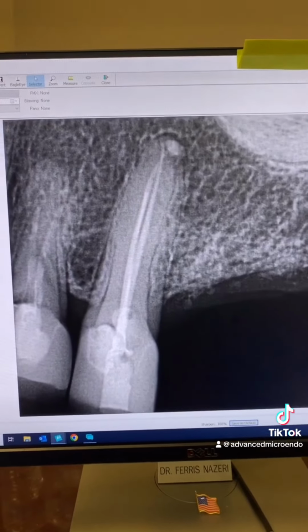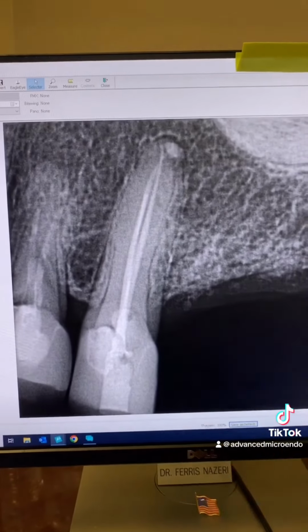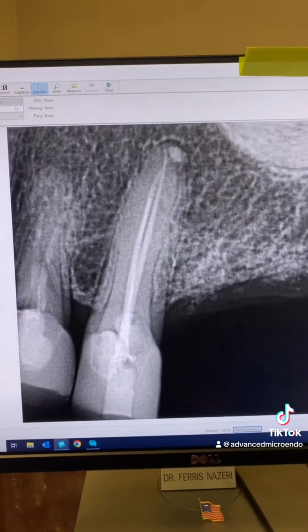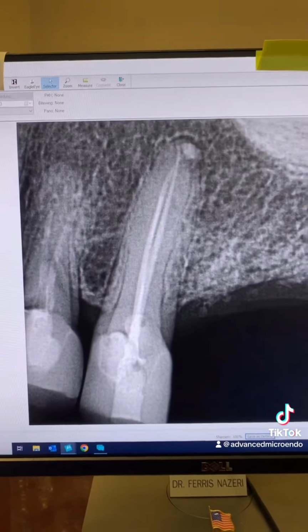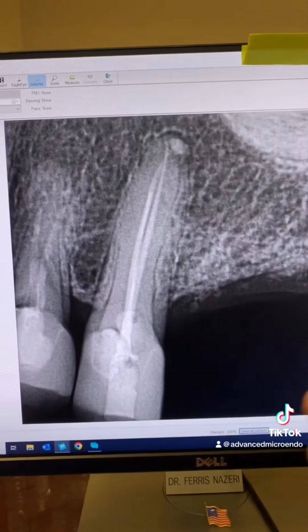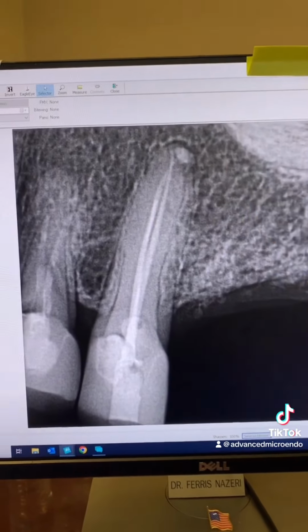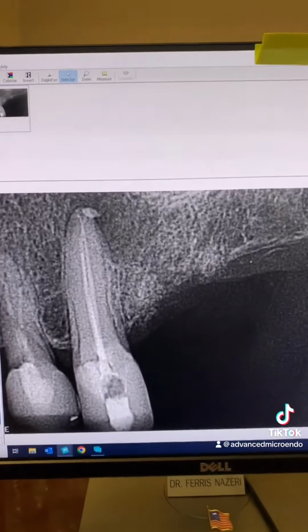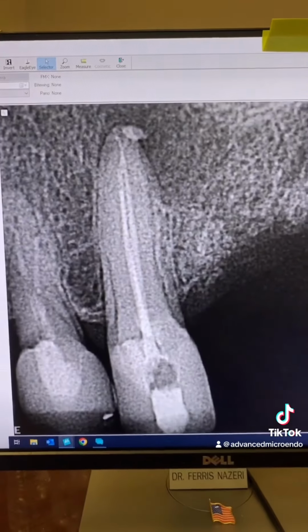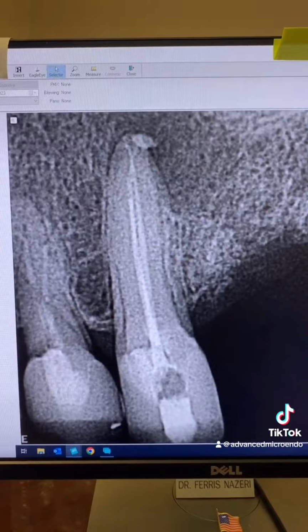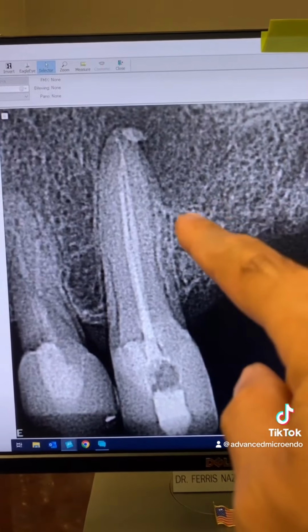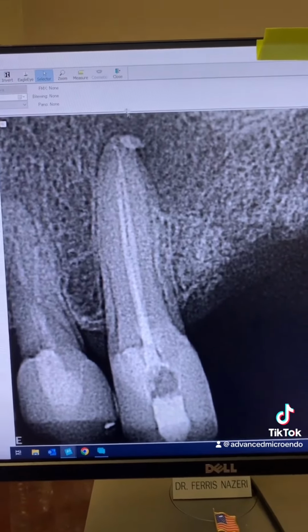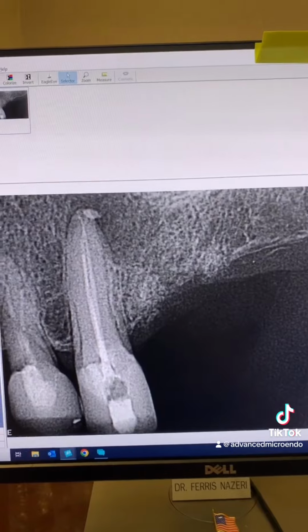You request x-rays from the dentist who did the root canal or from another dentist that she probably went to. So you want to get x-rays of the tooth from a year, 2 years ago to see what was going on up there. All right, so that's what we did. It took us 5 minutes and we got this x-ray. This x-ray is from a year ago, before the root canal was done. And you can see the periapical radiolucency was much, much larger compared to that little tiny periapical radiolucency that we see today.